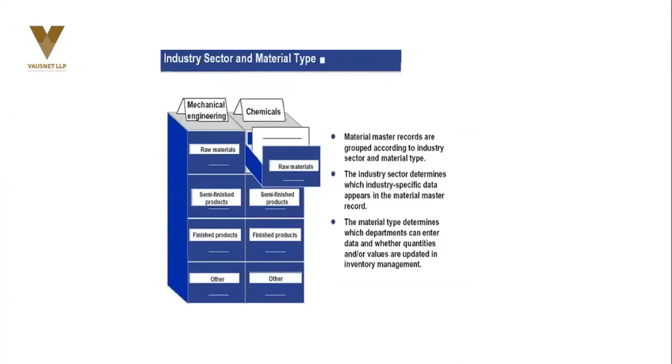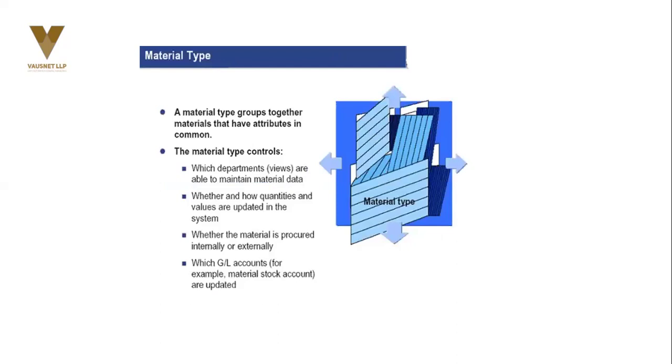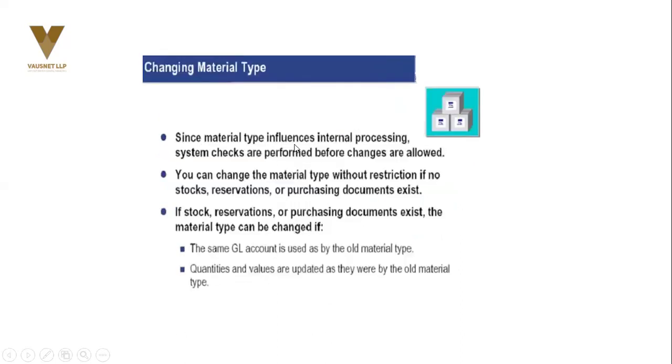Finished products can be of many types. Okay. Some can be of different quality and some can be of higher quality and low quality. So material type groups together the materials that have attributes in common. It controls departments, how quantities are updated, whether quantities are updated in pieces or kgs, that is defined by material master. Whether materials are procured internally or externally, I've already told you that, which GL accounts are required to update the material. Material type influences internal processing.